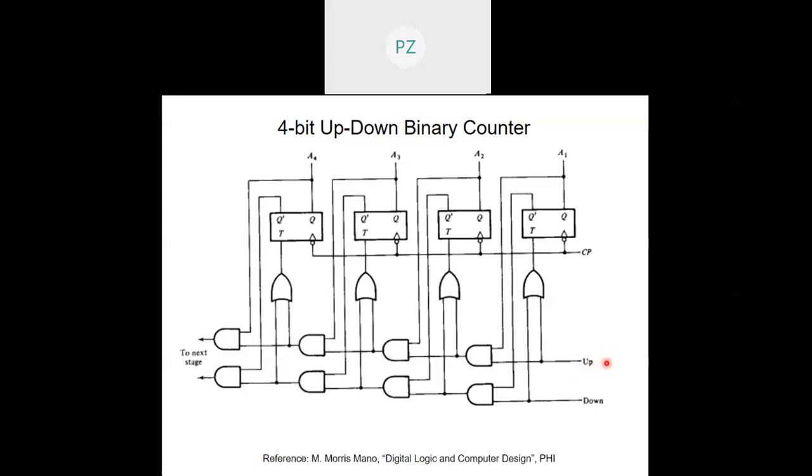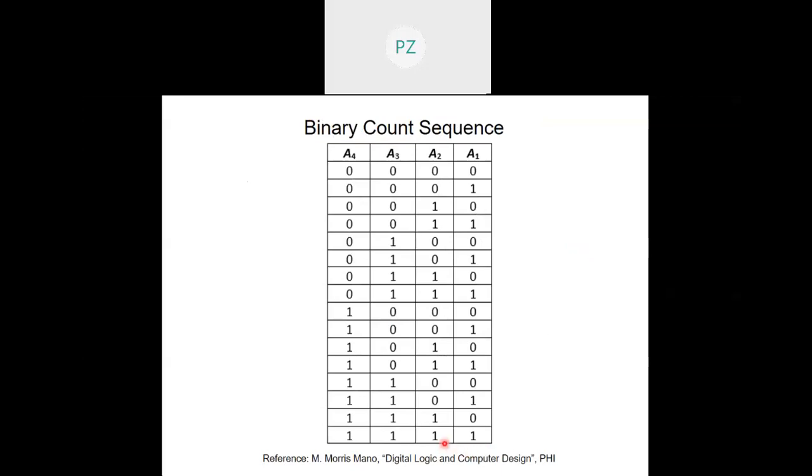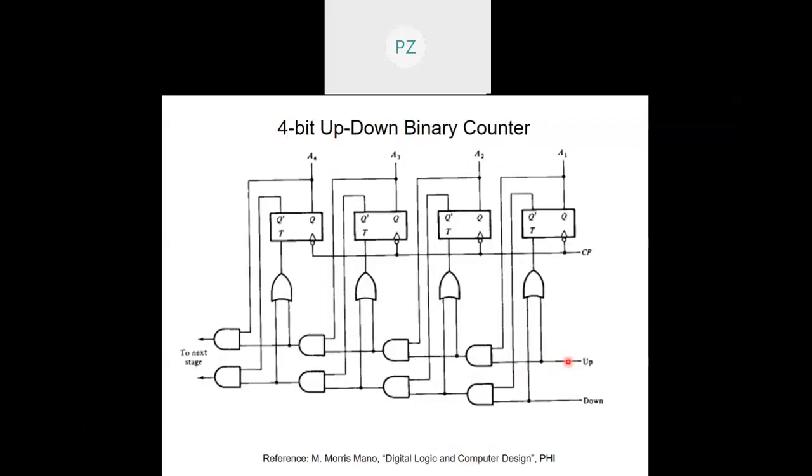Suppose up is 1 and down is 0, right? So the output of this OR gate will be 1 because up is 1. Down, even if it is 0, it doesn't matter. This is an OR gate, so this will be 1. That means the least significant T flip-flop will toggle at every negative edge of the clock pulse. Whether you do up counting or down counting, it toggles at every consecutive clock pulse, right? We are considering up counting first, so it should toggle at every incoming negative edge of the clock pulse.